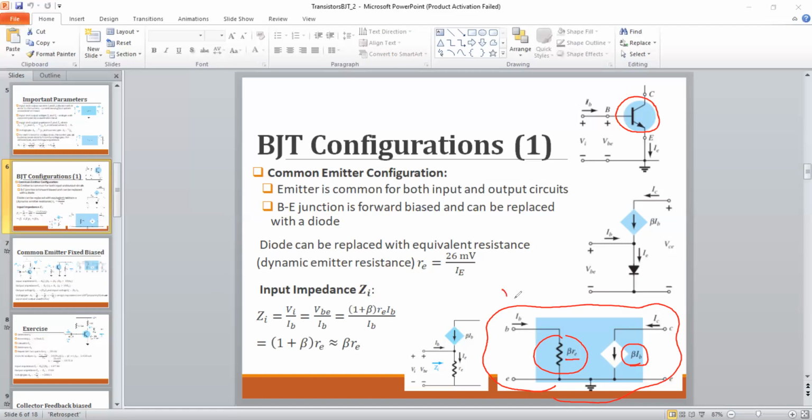With this RE model, nothing else, you just remove the transistor symbol from the base, collector, emitter junctions and plug this model there. So then we don't have any transistor anymore. We have a beta RE resistor and a beta IB current source. Then you can simply analyze the circuit by keeping this resistance and current source in the circuit. So we'll see a very simple example, so then you can have an idea.